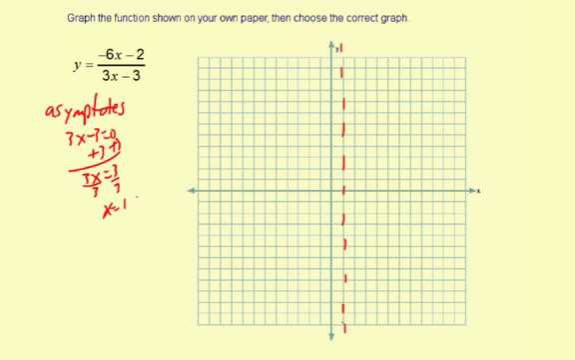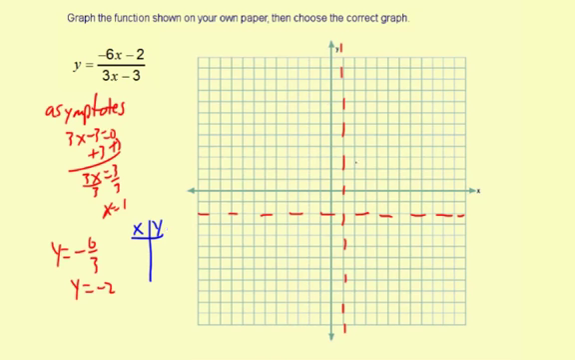Now I'm going to do the horizontal asymptote, and when the function is written this way, we just divide the leading coefficients. So it's going to be y equals -6 divided by 3, or y equals -2. So I'm going to plot y equals -2, like that. Okay, then we're going to do a t-chart.